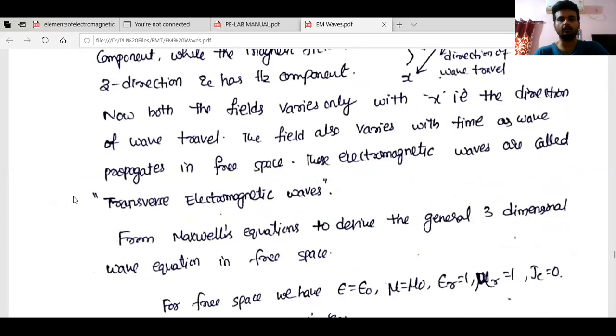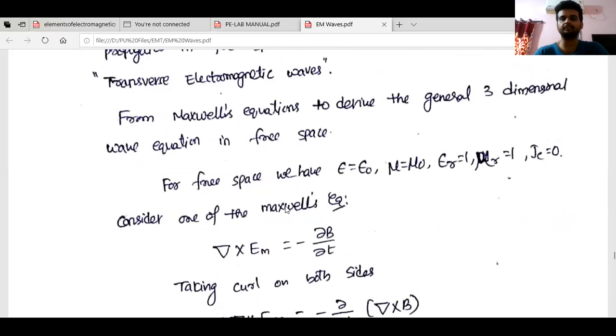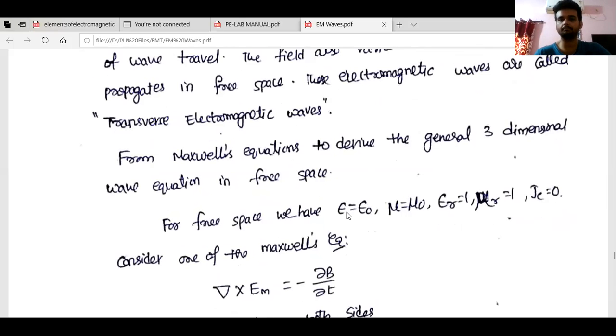These electromagnetic waves are called transverse electromagnetic waves. Now for free space we know epsilon equals epsilon naught, mu equals mu naught, but relative permittivity epsilon r equals 1. Relative permeability mu r equals 1. You already know these things, for free space I'm talking about.